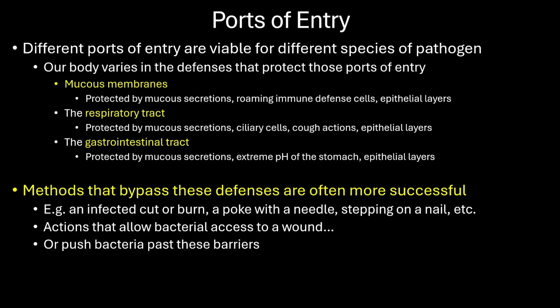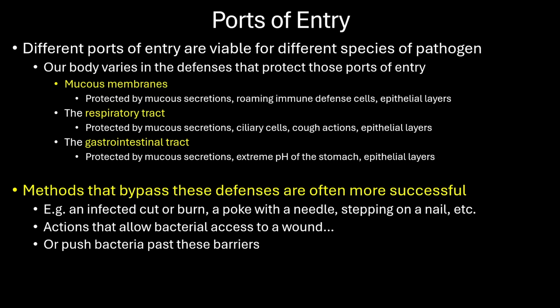So our mucous membranes, for example, are protected by our various mucus secretions, roaming immune cells, and a lot of epithelial layers. Our respiratory tract is protected again by those secretions, different secretions. Our ciliary cells that are actively moving these mucus secretions and removing them from the system. Our cough actions. Our gastrointestinal tract is protected by, again, a lot of mucus, but also the extreme pH of the stomach and even microbes that live naturally and happily inside of your gut and protect it from invaders.